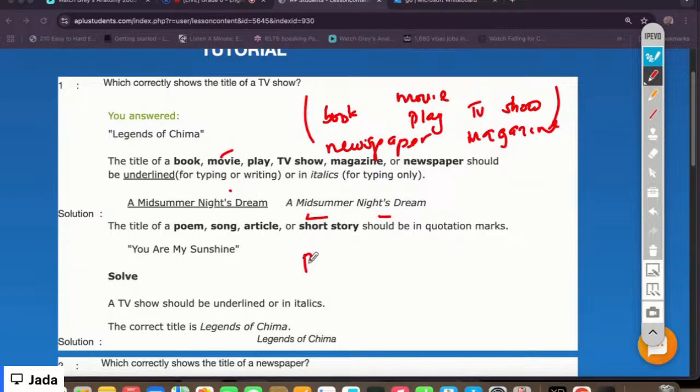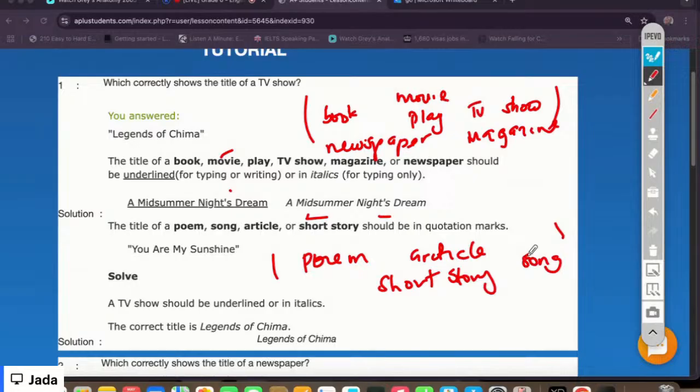Okay, and then for the poem, article, short story, song, you should put them in quotation marks. So if you have these four, that is the poem, the article, the short story or song, you put them in quotation marks. Just like this, "You Are My Sunshine." So this is placed in quotation marks. Okay, so these are the quotation marks that you put them in. And then the other ones, you underline or you write in italics.